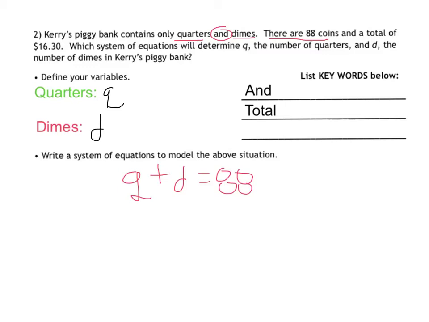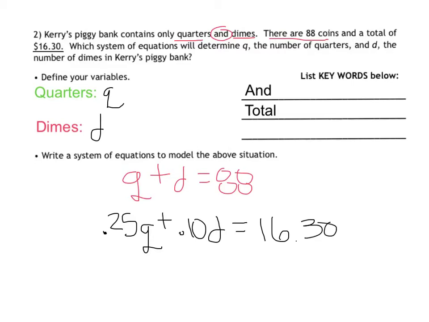Now the second equation is going to deal with the money part, because that's the next number that I have here. It deals with money. Well, how much is a quarter? Hopefully we know that a quarter is 25 cents. So that's 0.25. So 0.25 times the letter Q, because that stands for quarters. And I have to add the dimes. Well, how much is a dime? 0.10 D for dimes. And that equals a total of, according to the word problem, $16.30.